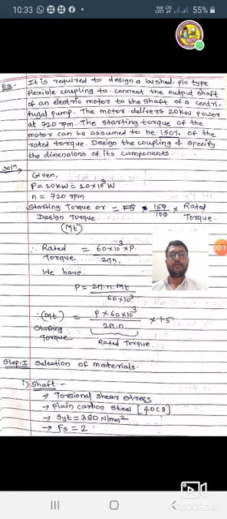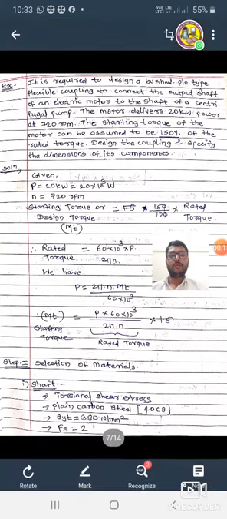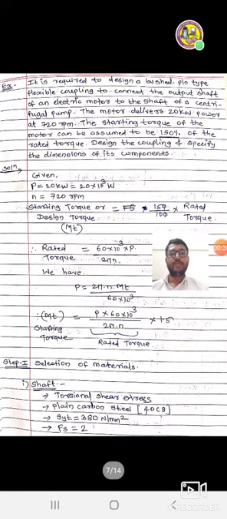So, let us start. The numerical is: it is required to design a bush pin type flexible coupling to connect the output shaft of an electric motor to the shaft of a centrifugal pump. The motor delivers 20 kilowatt power at 720 rpm. The starting torque of the motor can be assumed to be 150% of the rated torque. Design the coupling and specify the dimensions of its components.